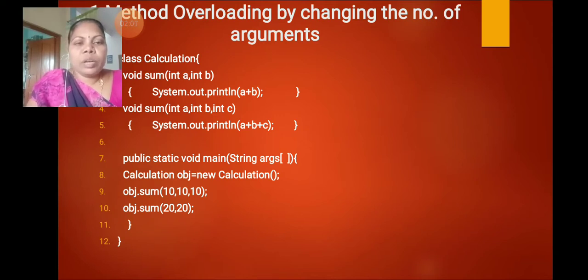And public static void main. Calculation is the class name, obj is the object name, new Calculation. So obj is the instance variable, the object name. Then obj.sum, we pass three parameters in one method and two parameters in another method. Two parameters for two values, three parameters for three values. So we use the same method name in a single class but with different parameter passing.